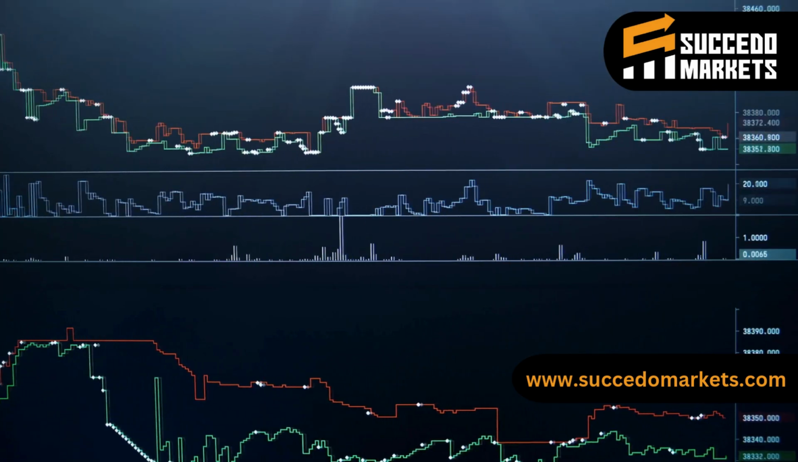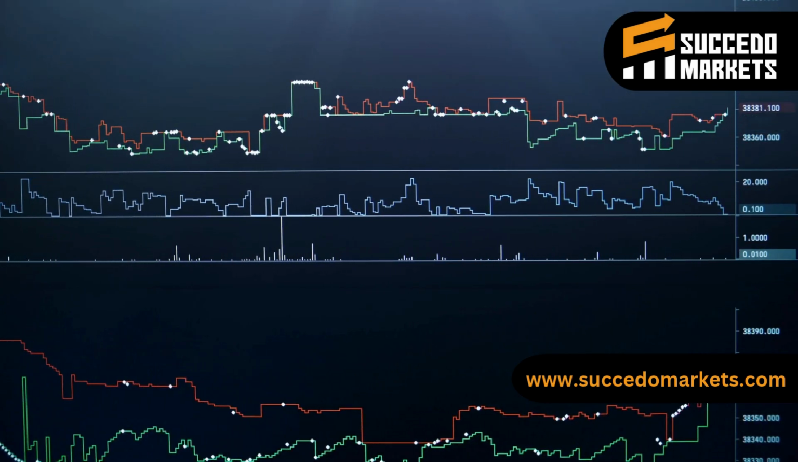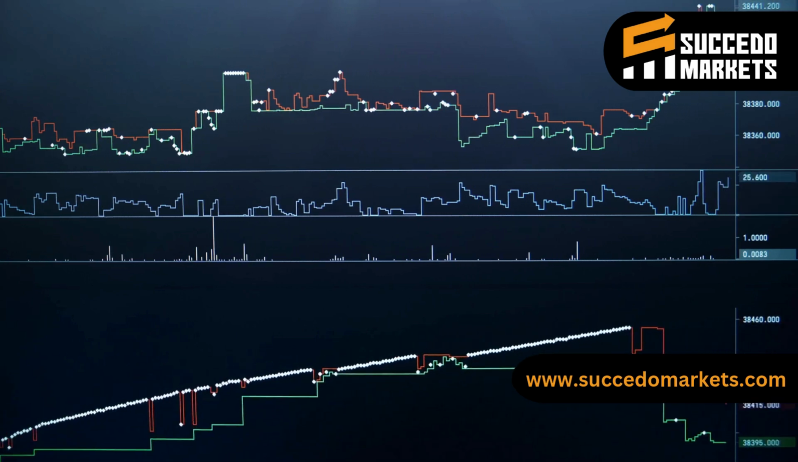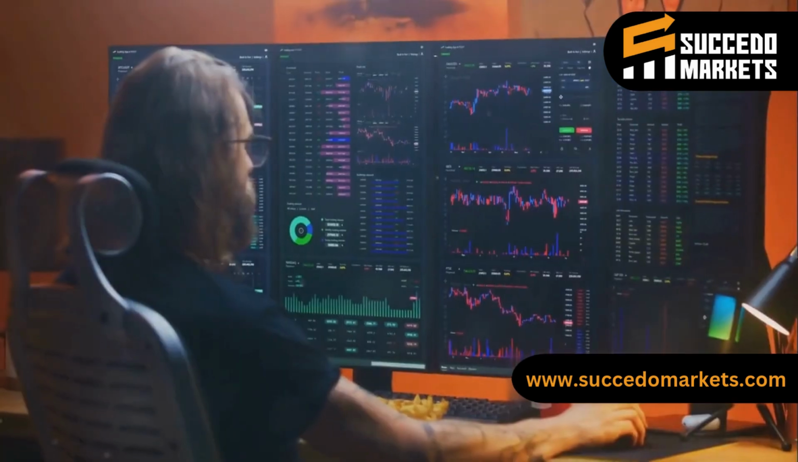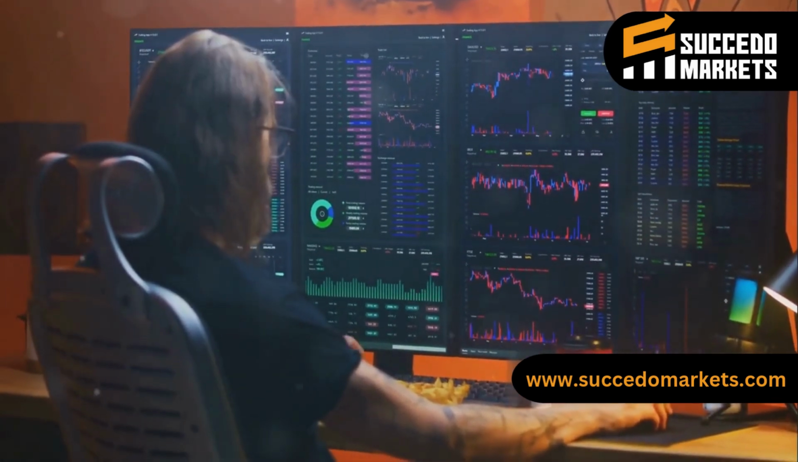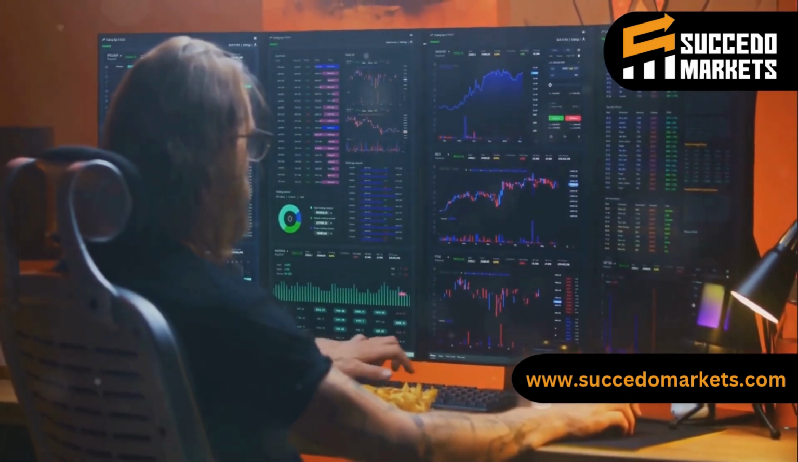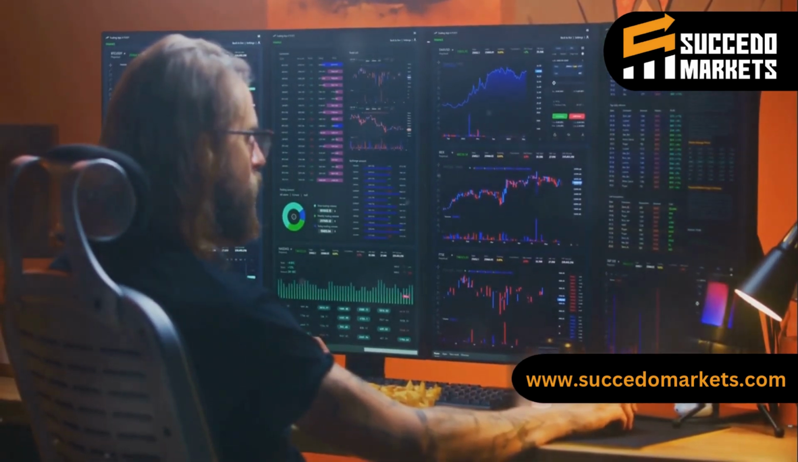Traders also use something called a moving average. This is a smooth line that helps you see the overall trend, whether the price is going up or down over time. Now pay attention to support and resistance levels. Support is the price level where the market tends to stop falling. Resistance is where it tends to stop rising.